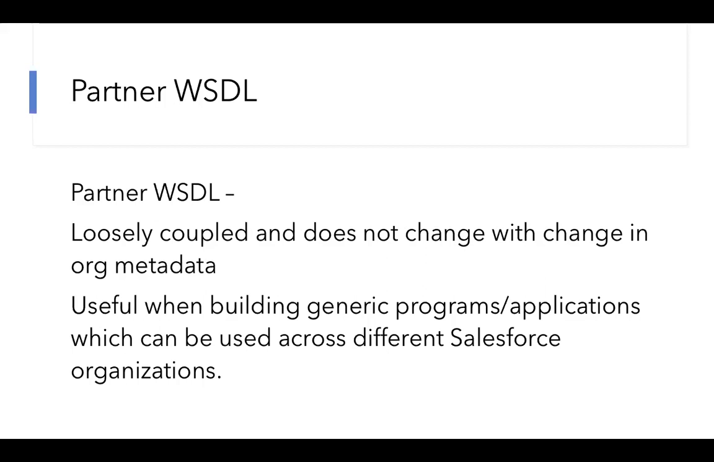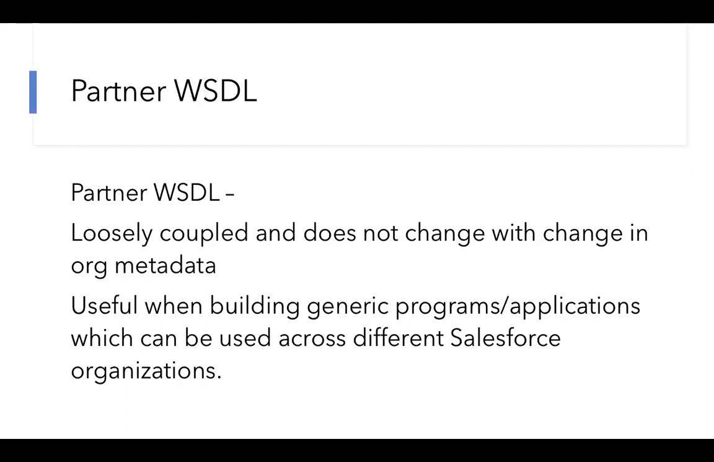So I try to pick up the partner WSDL from a Nike organization, and I try to pick up from a different client, let's say a Coca-Cola organization. Both the partner WSDLs will look the same. Enterprise WSDL obviously will not look the same, because they're going to reflect their respective objects, custom objects, standard objects, everything. So this is, I would say, a generic program.